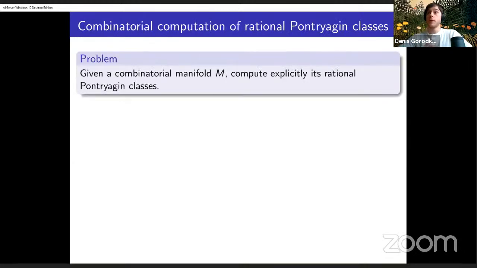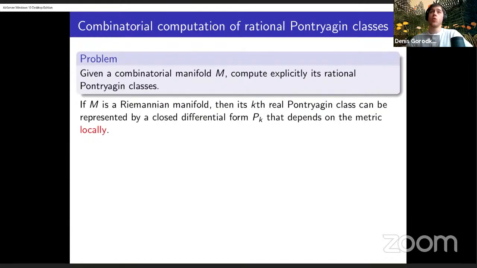Now to the problem of the combinatorial computation. Suppose you have a combinatorial manifold M. I'll recall the definition of the combinatorial manifold a bit later, but roughly all triangulations of smooth manifolds will do. We have to compute explicitly its rational Pontryagin classes. What do I mean by explicitly computing? I mean that we have your cohomology class, you have the dual to it, the Poincaré dual, and you want to write explicitly a simplicial cycle which represents the homology class dual, Poincaré dual, to the corresponding Pontryagin class.